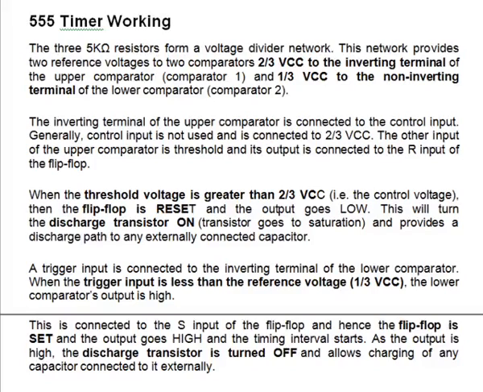When the threshold voltage is greater than 2/3 of VCC, the flip-flop is reset and the output goes low. This turns the discharge transistor on and provides a discharge path to an externally connected capacitor. A trigger input is connected to the inverting terminal of the lower comparator. When the trigger input is less than the reference voltage 1/3 of VCC, the lower comparator output is high.